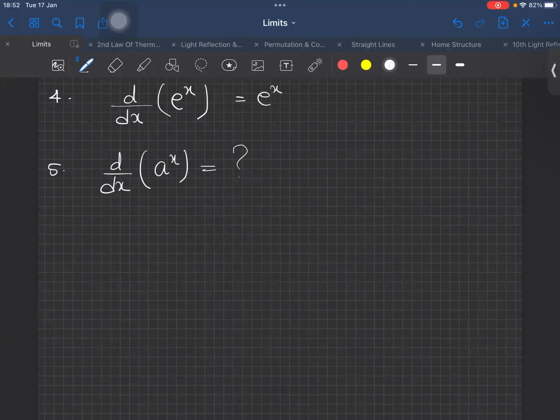Sir, x into a to the power of x minus 1. No, this is also incorrect. See, this is a logarithmic derivative. How will you find it out? Can anyone tell me the answer?